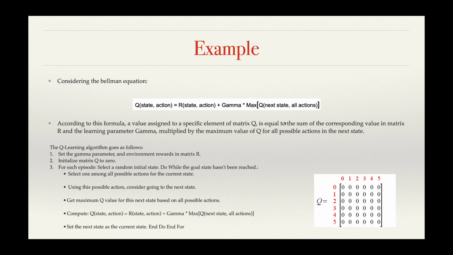So here is just a summary of the Bellman equation: the Q of state and action, the current state and the action that we are taking, is equal to the current reward that we get, plus our discount factor multiplied by the maximum possible future value that we get, which means the max over all actions from the next state that we decided on.